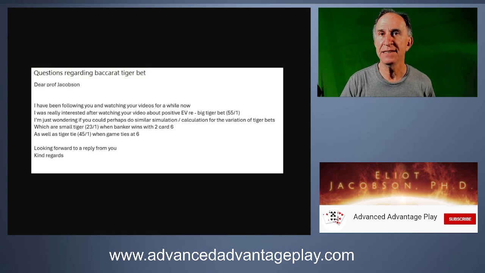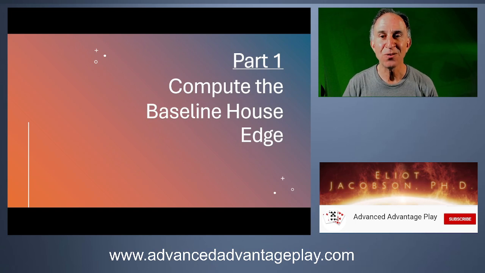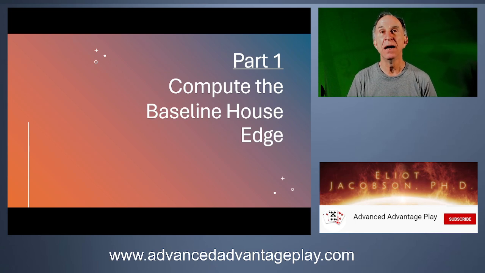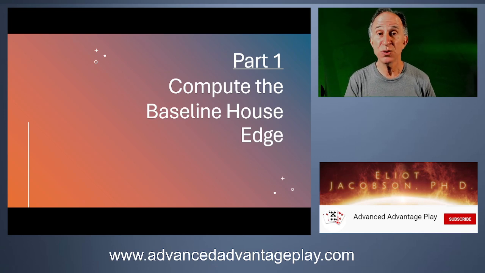So now let me take you through all of the steps for this one at a time. This is the process I go through. Step 1, part 1, compute the baseline house edge. All right, how do you do that? Well, I have posted on my website, advancedadvantageplay.com, spreadsheets that show you how to do the combinatorial analysis. They're written in VBA, and they'll do it all for you.